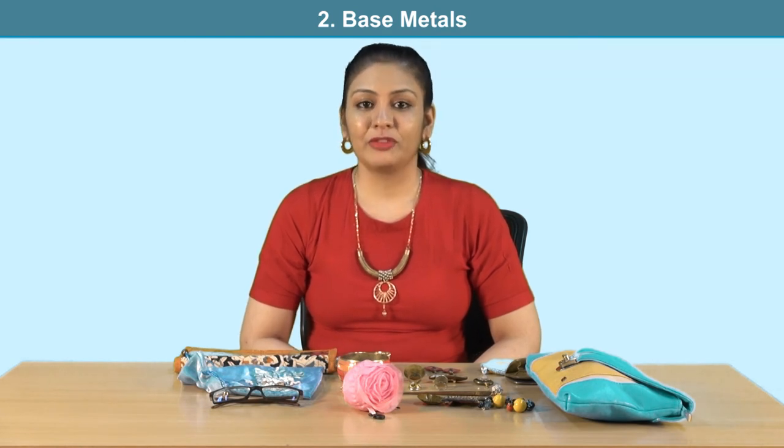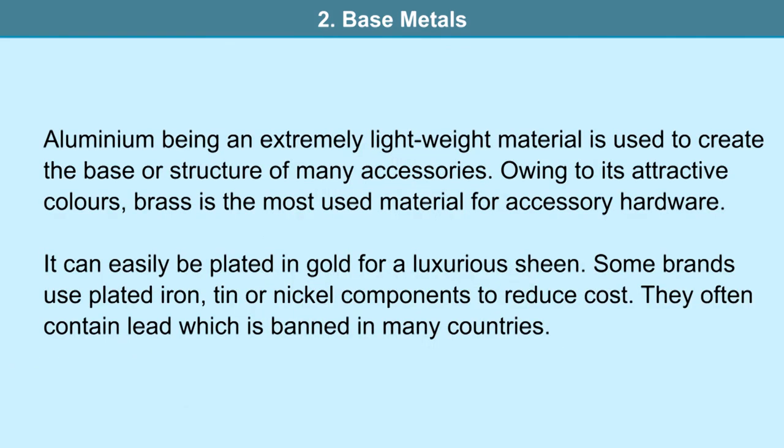Moving on to the most common of these base metals, aluminium. Aluminium, being an extremely lightweight material, is used to create the base or the structure of many accessories. Owing to its attractive colors, brass is the most used material for accessory hardware. As it has a golden shine that can be matched only by gold, and it is available for a fraction of gold's price, it is commonly used. It can be easily plated in gold for a luxurious sheen too. Some brands use plated iron, tin, or nickel components to reduce cost. But they often contain lead, which is banned in many countries due to the allergies that it causes.